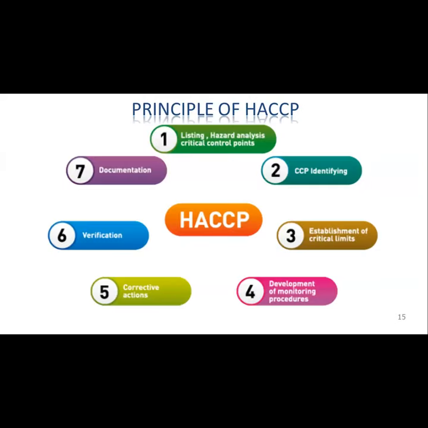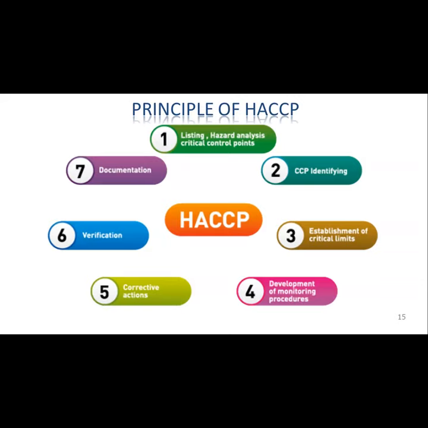So let's come to the principles of HACCP. There are 7 principles of HACCP. First, listing all hazards and conducting hazard analysis. Second, identification of CCPs. Third, establishment of critical limits. Fourth, development of monitoring procedures. Fifth, corrective action. Sixth, verification. Seventh, documentation.